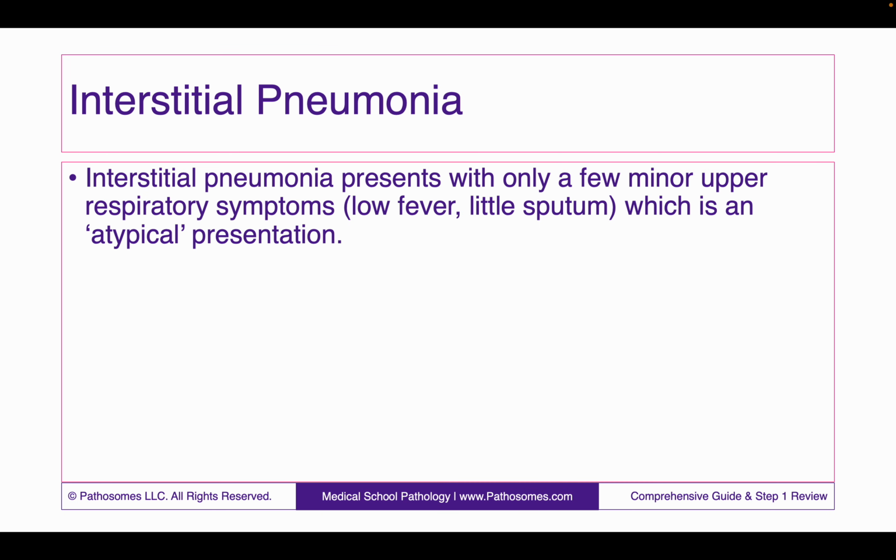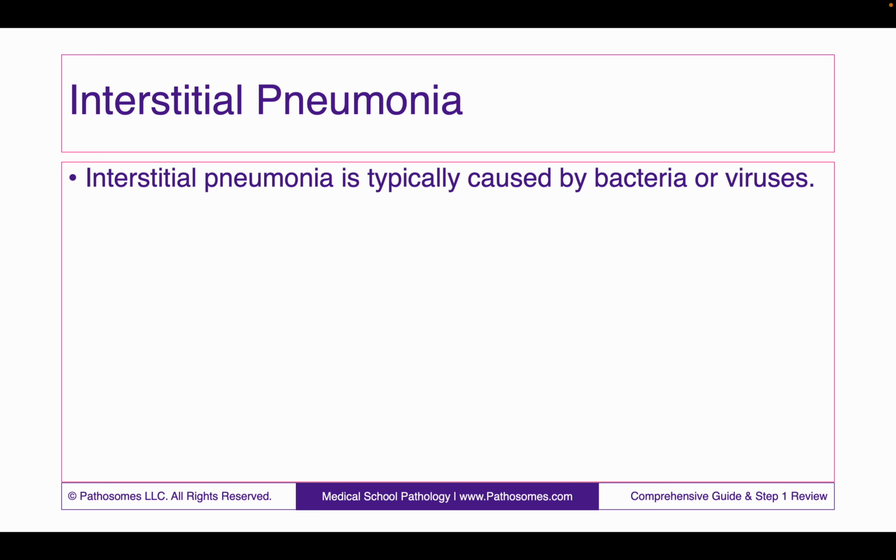Interstitial pneumonia typically presents with only a few minor upper respiratory symptoms. So they might have a little cough or a little fever, hence the atypical presentation. And interstitial pneumonia is typically caused by bacteria or viruses.